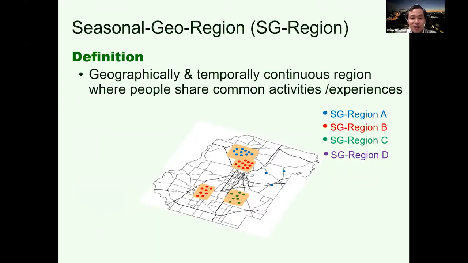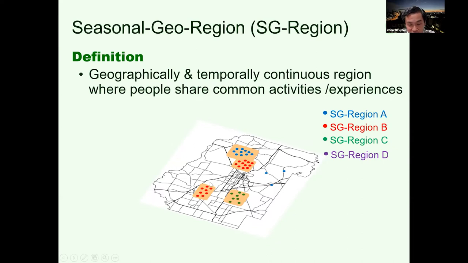Here, I'll explain a little more explicitly what the seasonal geo-region is. It's basically a geographically and temporally continuous region. So it's kind of a three-dimensional thing: the geographic area plus the temporal continuity, where people share common activities or experiences. We focus on photos uploaded to social media and then try to find this continuous region. So it's a kind of extended concept of a geographic region.